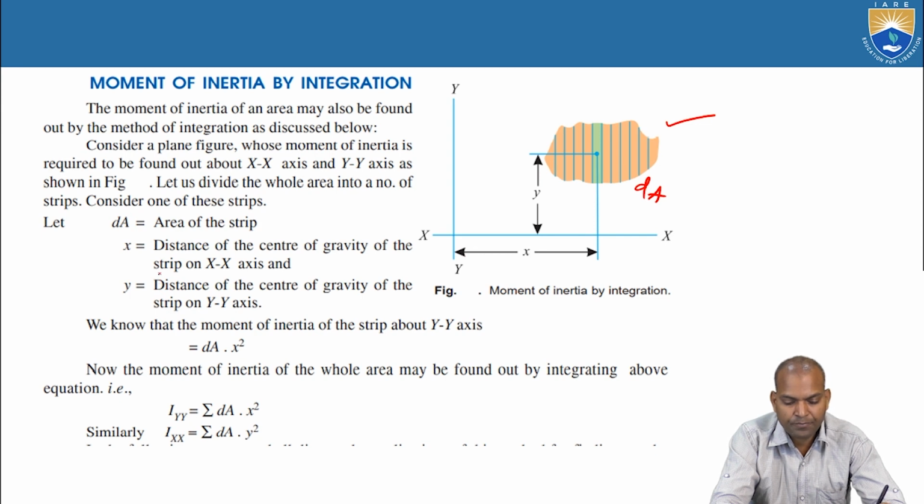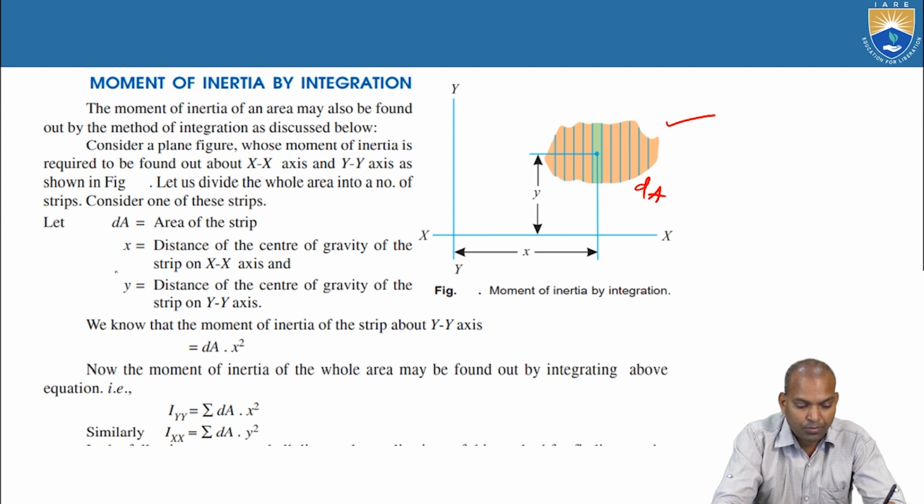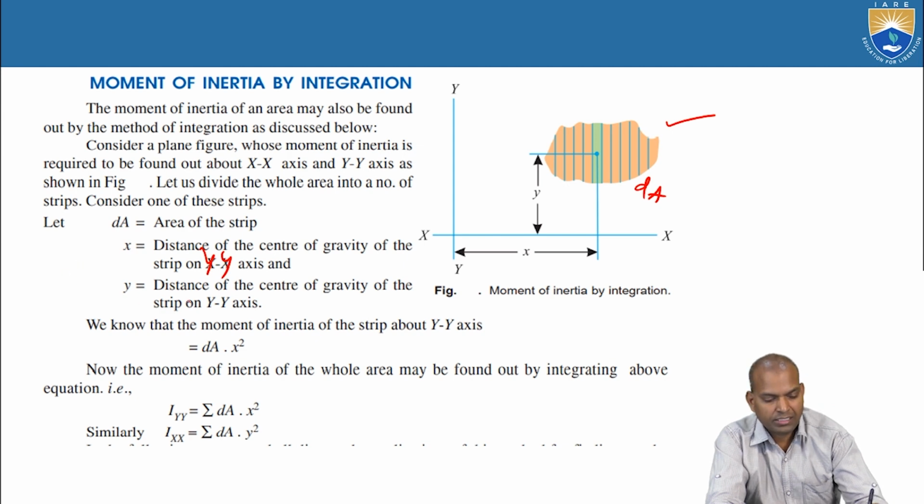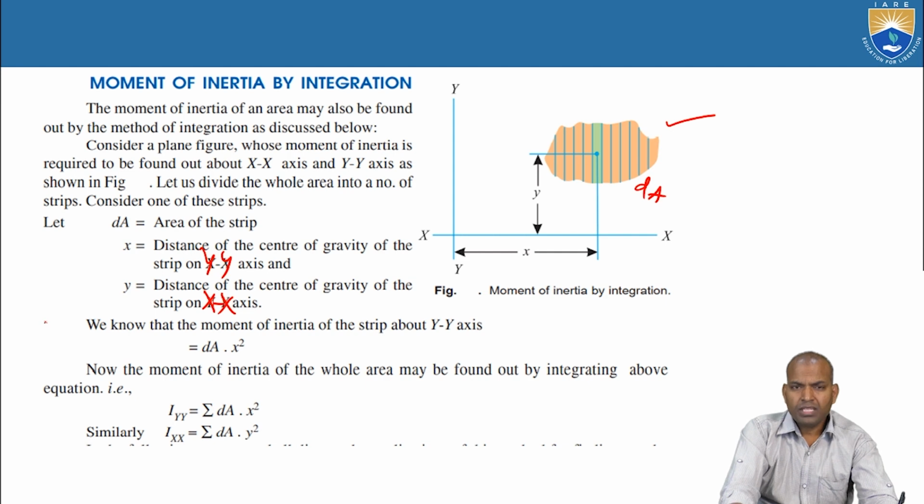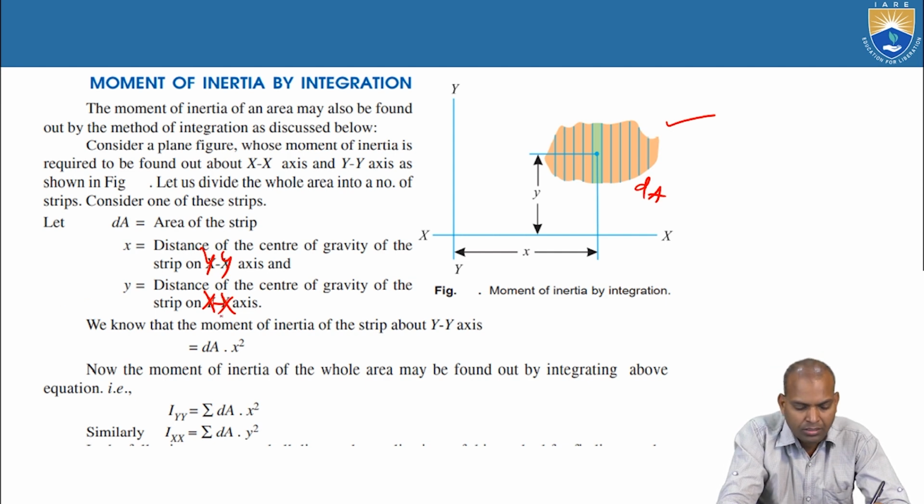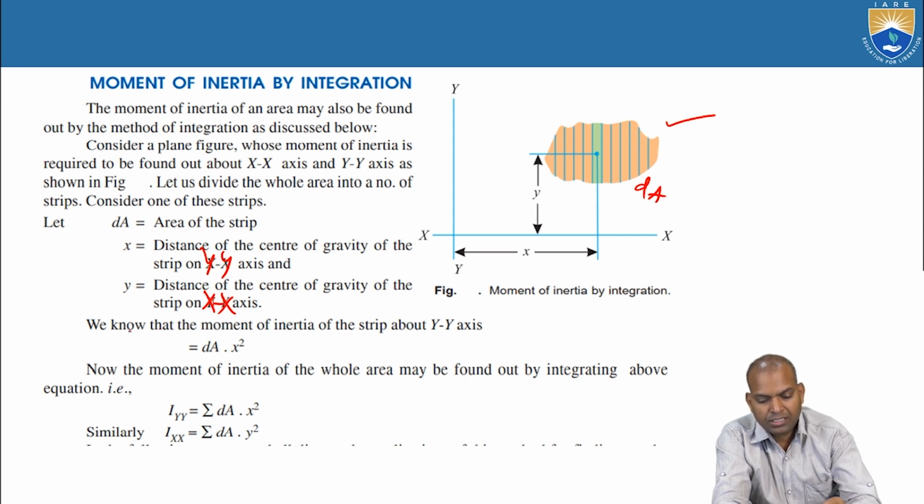Y is the distance, where x is the distance of the center of gravity of that elemental area about the y axis, and y is the distance of the centroid of that element about which axis? X axis. Alright, okay. Now we know that the moment of inertia of that elemental strip about the y axis is dA times x square.